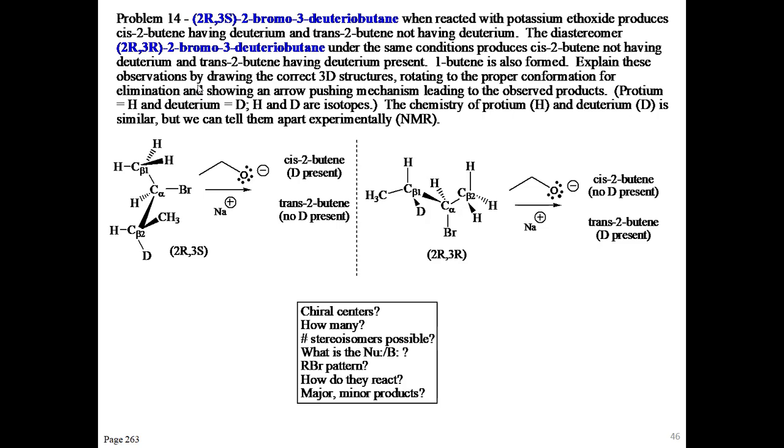So how many chiral centers? Well, there's 2. Carbon C alpha with the bromine, and then the carbon with the deuterium. How many stereoisomers are possible? 2 to the 2. That means 4. So we could get RR, mirror image SS, or we could get RS, mirror image SR. Okay, what is the nucleophile base? It's strong. What's the RBR pattern? It's secondary. How do they react? Well, with alkoxide, E2 is the major product and SN2 is the minor product.